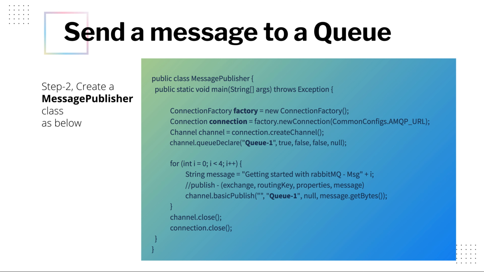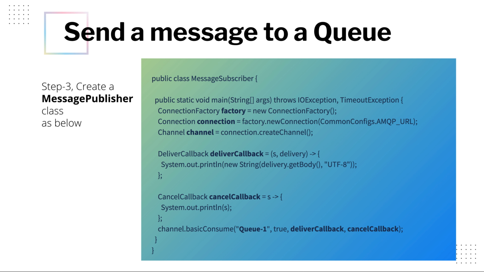And then the second step would be to create a message publisher which will publish the message. So all we will do is we will use a for loop, and inside the for loop we will use channel.basicPublish as shown on the screen. And then we will consume the message from the queue as shown on the screen. We will use callback methods available in Java 8 onwards.